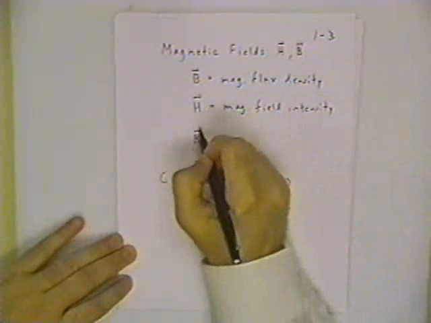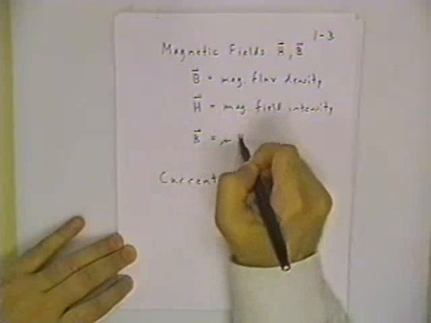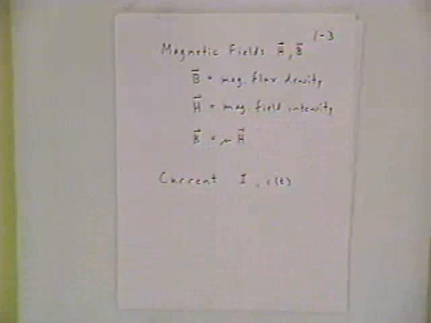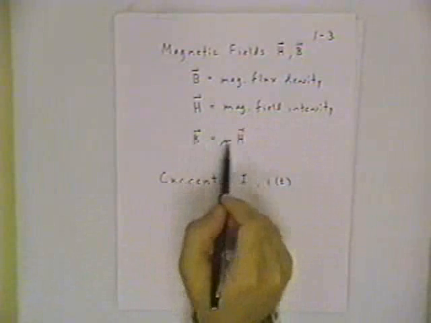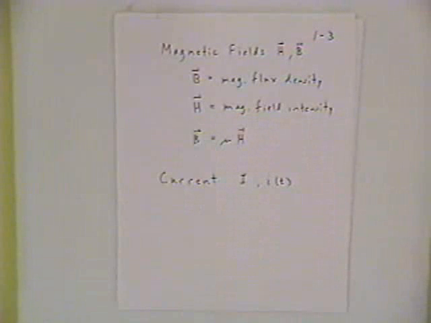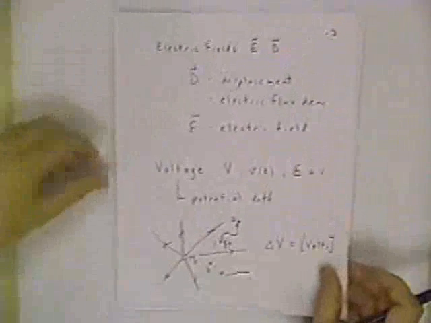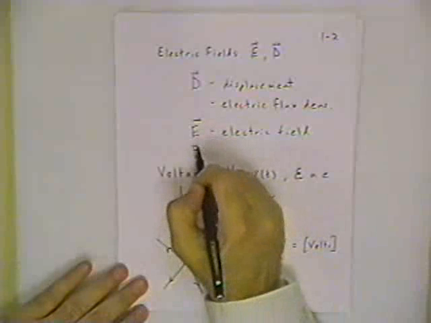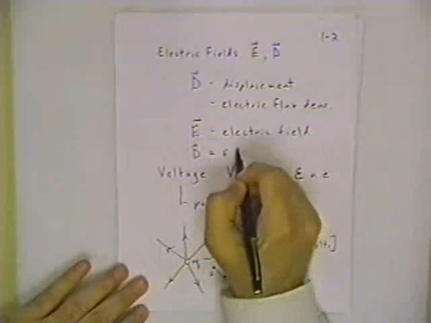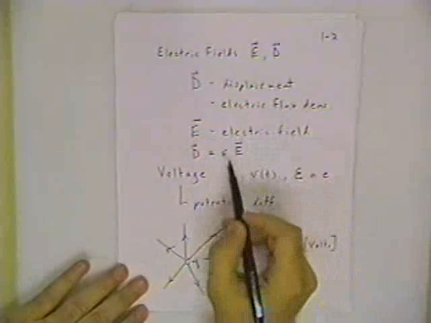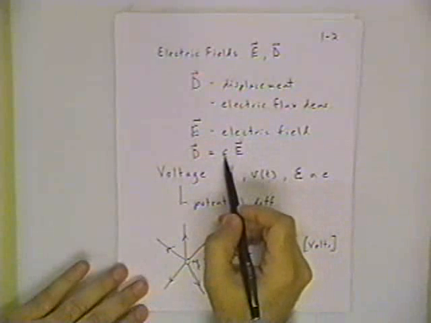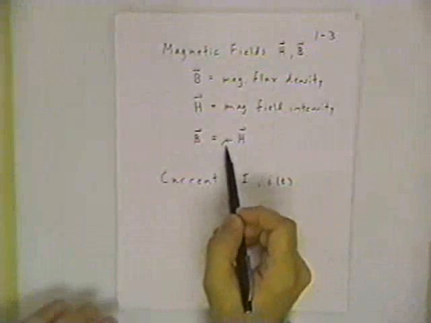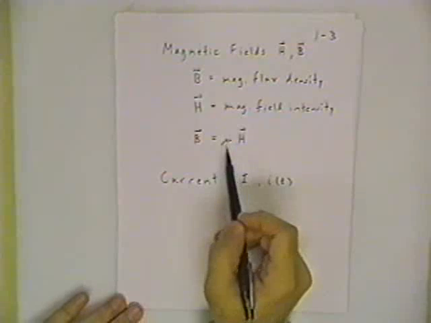And there's a relationship between them that says B is just a multiple mu times H. This same relationship exists between the electric flux and the electric field. In fact, if I can go back to that page for just a second, that's something I meant to include right here. Flux is equal to a constant times field. This constant is called the permittivity, which is an electric field constant. In the analogous equation for magnetic field, mu is called permeability.